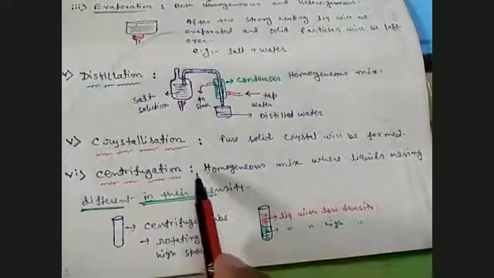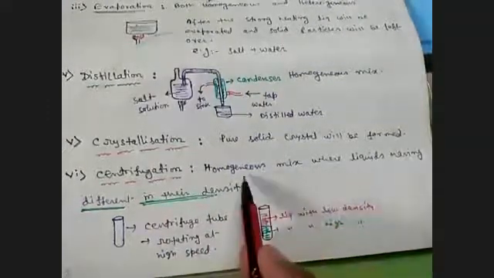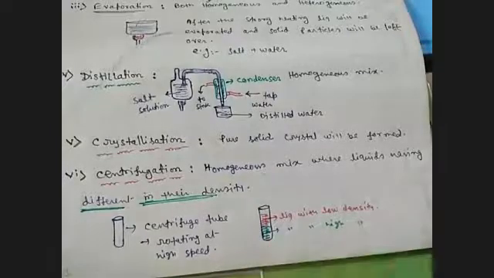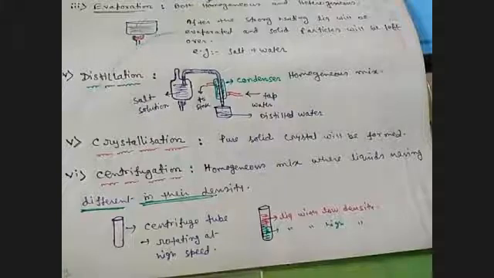Centrifugation is the process by which we can separate a homogeneous mixture, okay, a liquid homogeneous mixture. But the point is the liquids have to be different in their density. That means if two liquids, suppose A and B, are mixed up and they have different densities, then only can we use the centrifugation process.